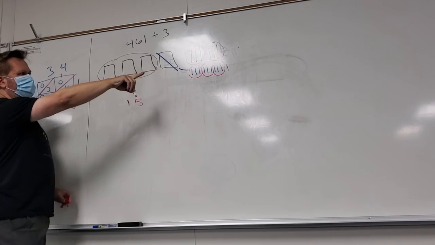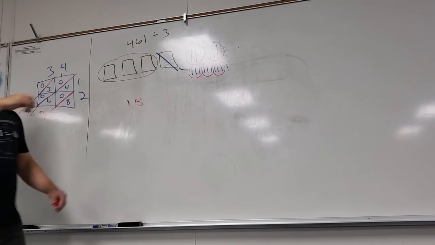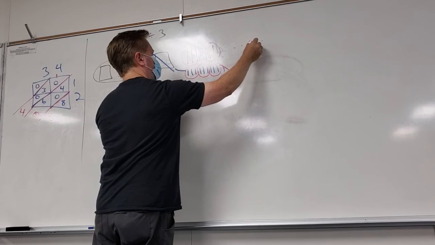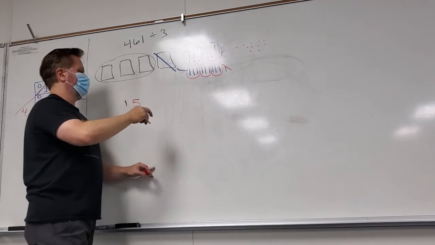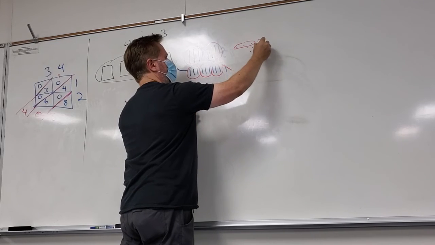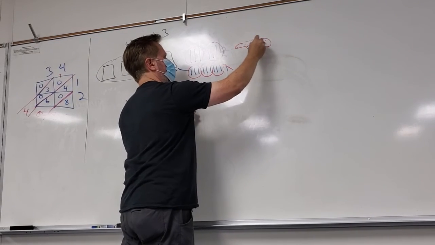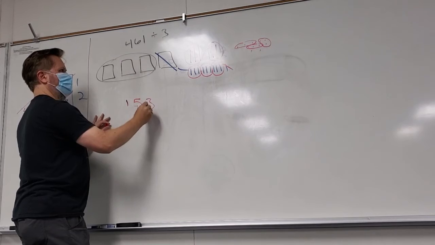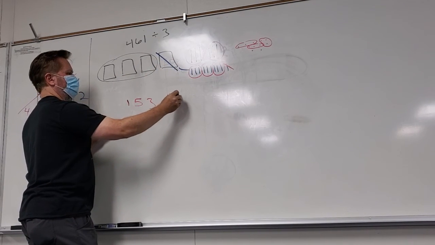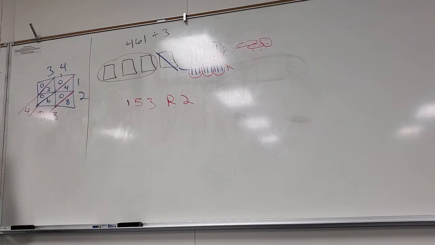And then what do I do with the poor little dude left out? Break him up. 1, 2, 3, 4, 5, 6, 7, 8, 9, 10. So how many groups of 3? 1, 2, 3. Okay. 3 groups of 3, and then remainder 2. Is that correct?